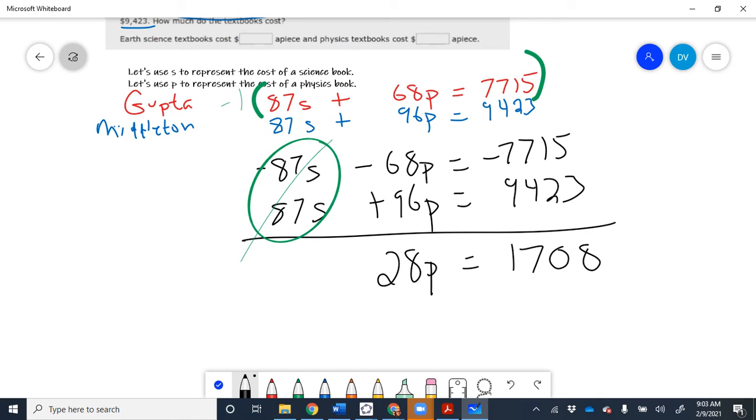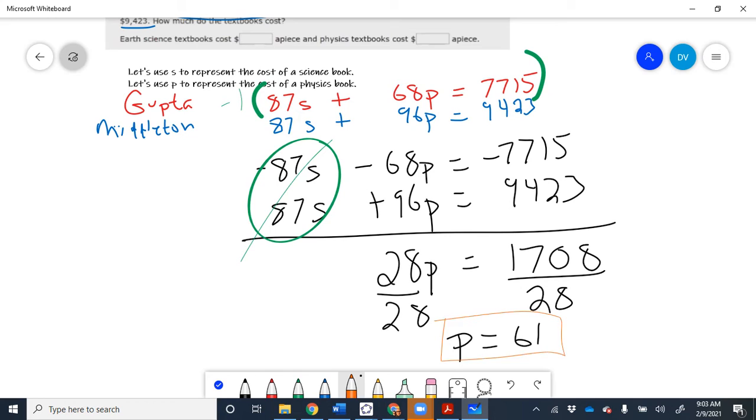I mean, we need a calculator probably, but what are we going to divide by? Okay, I think it'll come out to an even number, but sometimes. What'd you say? I think you're right. 1708 divided by 28. Yeah. 61. So the price of a physics book is $61. Let me highlight that with a box here.